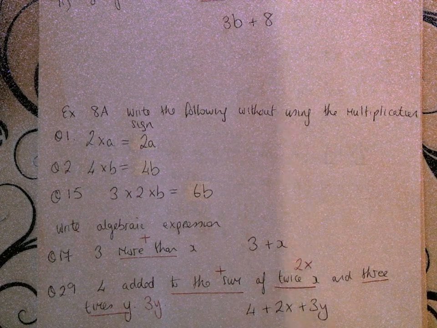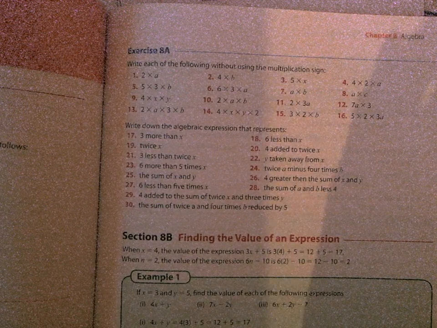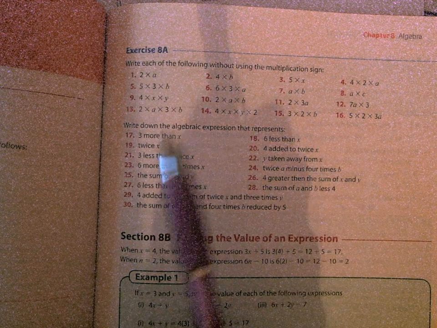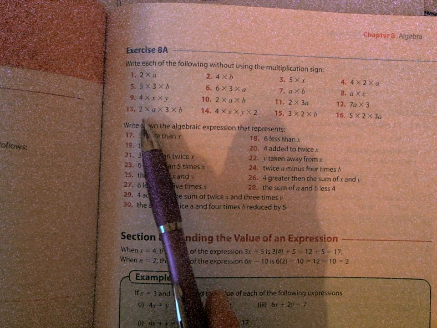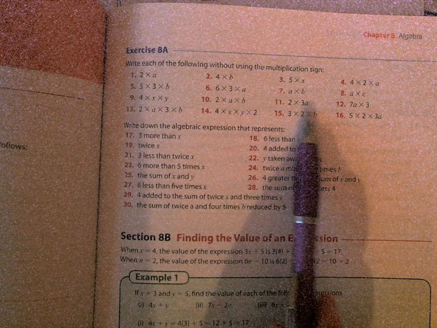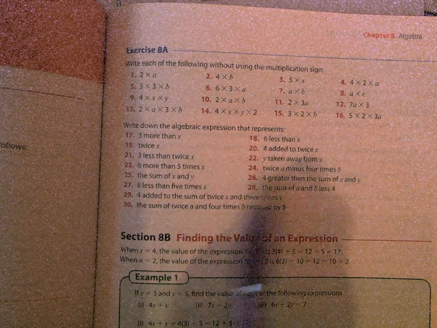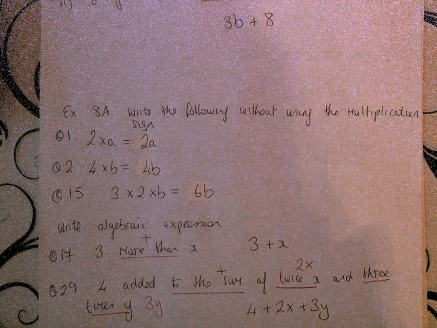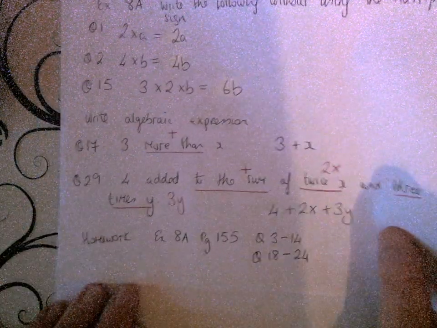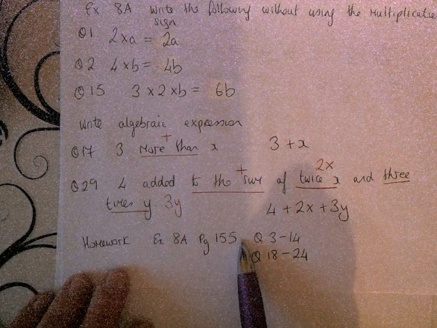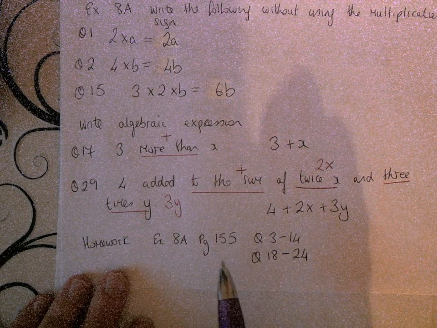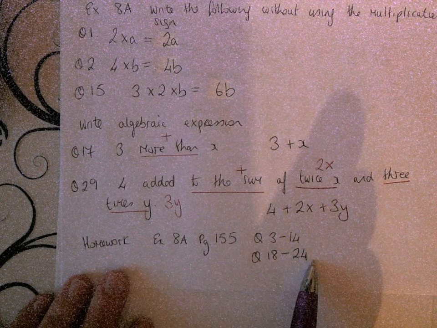Okay, so in exercise 8A, sorry the light isn't great because I turned off the overhead light because it was too bright. So here you're just putting them together, they're like the ones I did at the start, so hopefully they won't be too bad. And here you're turning the words into expressions. So we'll try some, so exercise 8A, page 155. 3 to 14 are the ones like I started with, where you're putting the things together. And then 18 to 24 is your words.